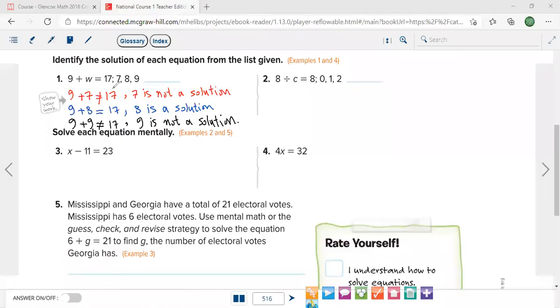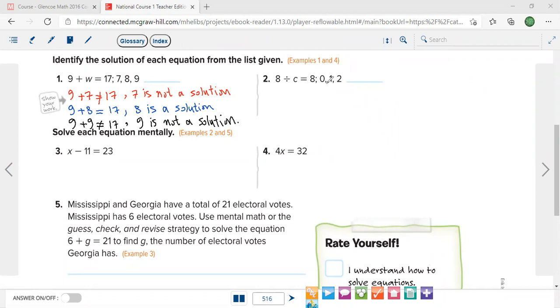So in the guided practice, in problem number 1, 9 plus w equals 17. We should try the 7, the 8, and the 9. 9 plus 7 is not equal to 17, so 7 is not a solution. 9 plus 8 equals 17, so 8 is a solution. 9 plus 9 is not 17, so 9 is not a solution.